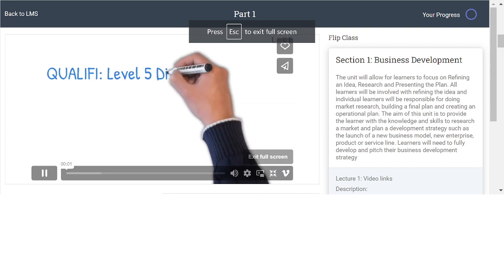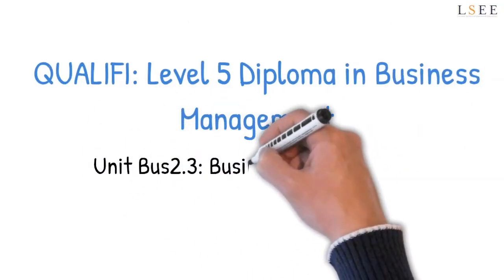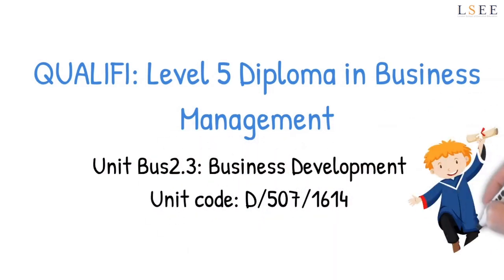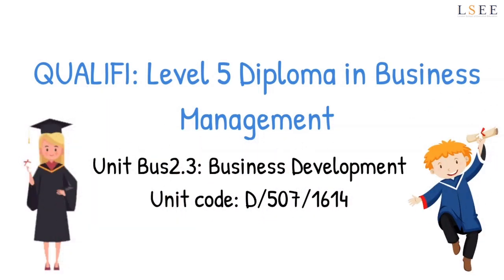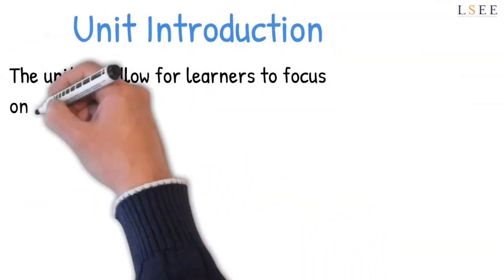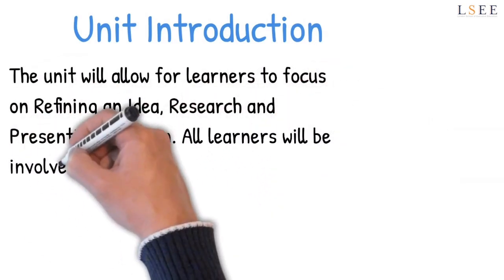Qualification: Level 5 Diploma in Business Management. Unit BUS 2.3, Business Development. Unit Code D/507/1614. Unit Introduction. The unit will allow learners to focus on refining an idea, research, and presenting the plan.